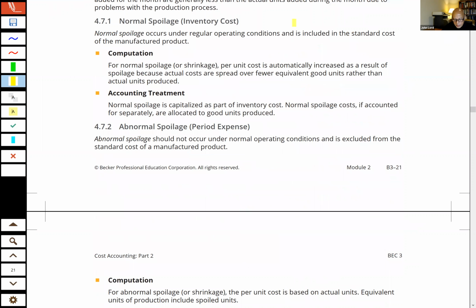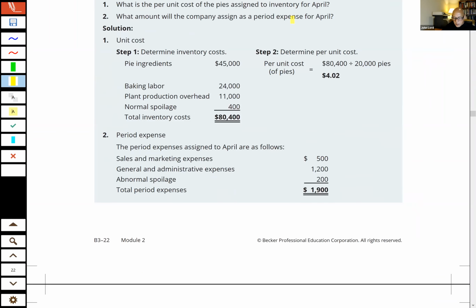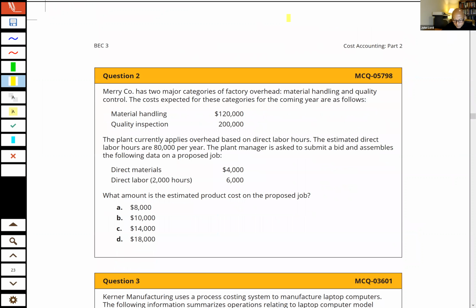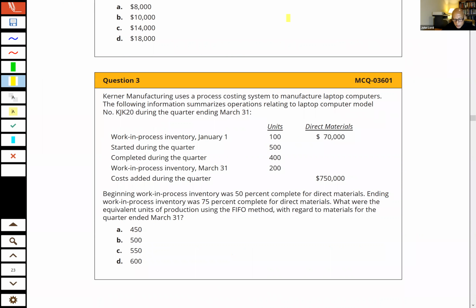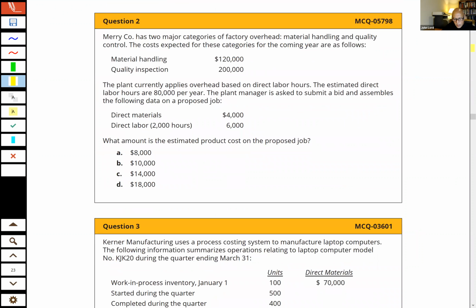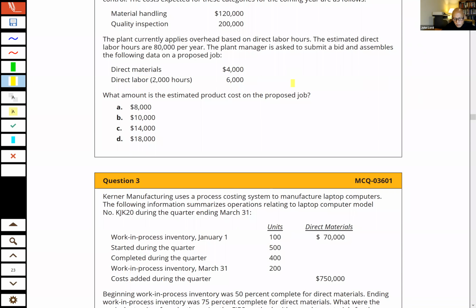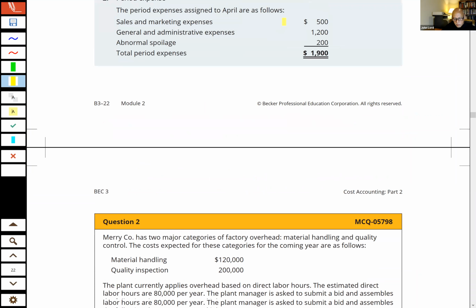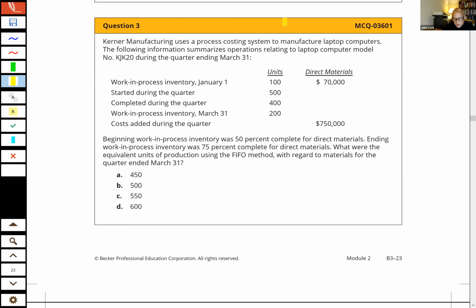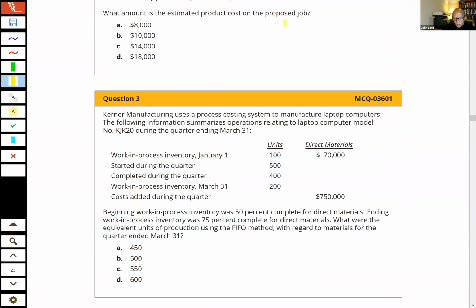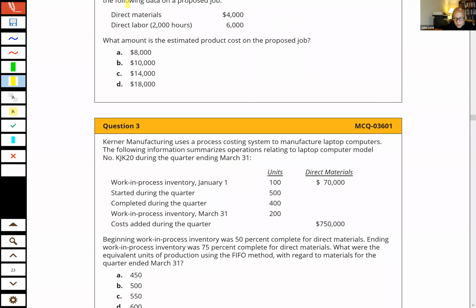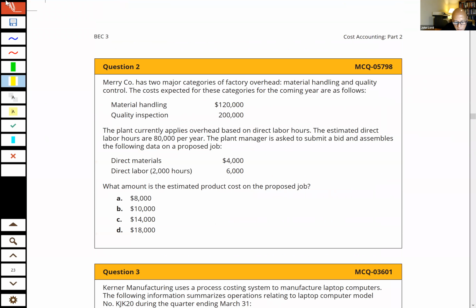Okay, let's go ahead then and just jump over. We'll come back to some of this other stuff, but let's do these couple of equivalent unit questions. And then I think we'll also do question 2, because we've already studied that stuff. So let's do these 2 equivalent unit questions. We'll come back to question 2, and then I'm going to talk to you a little bit about the spoilage discussion that's up there. Okay, but let's go ahead and do this question 2 right now.